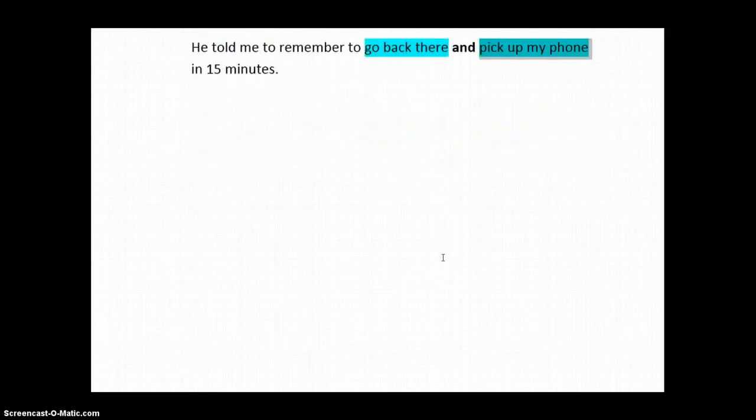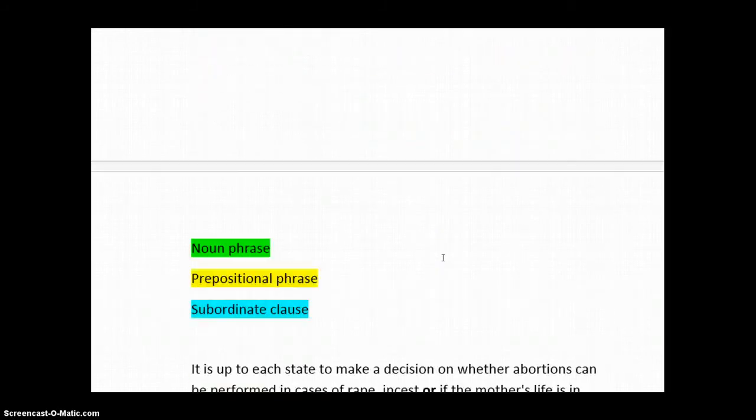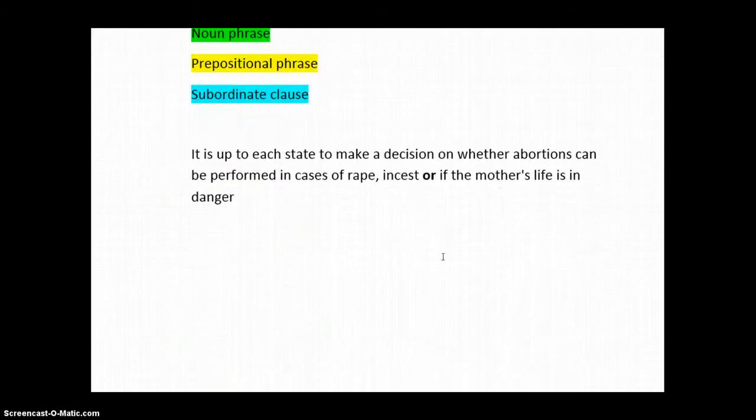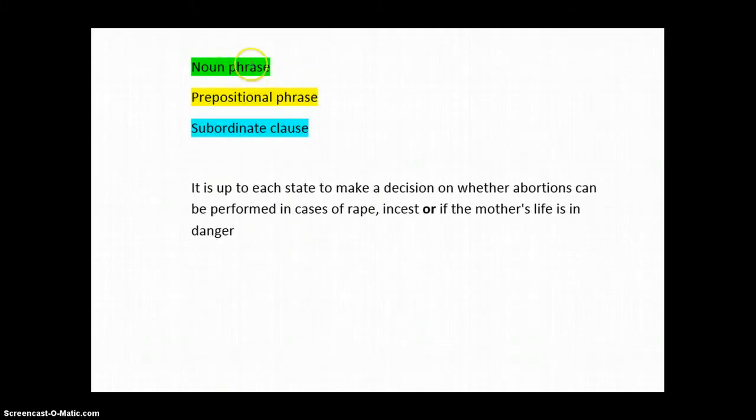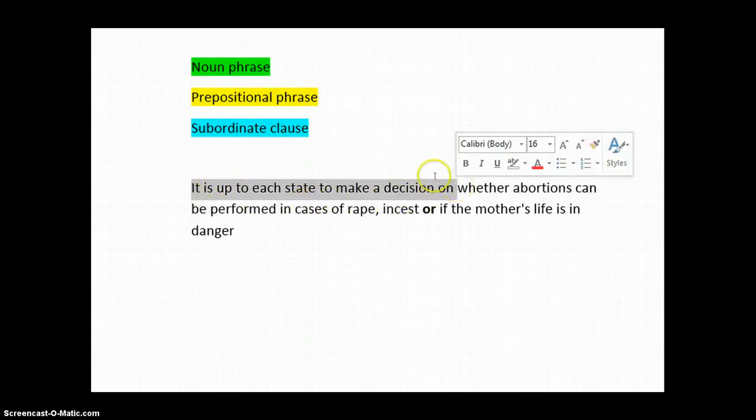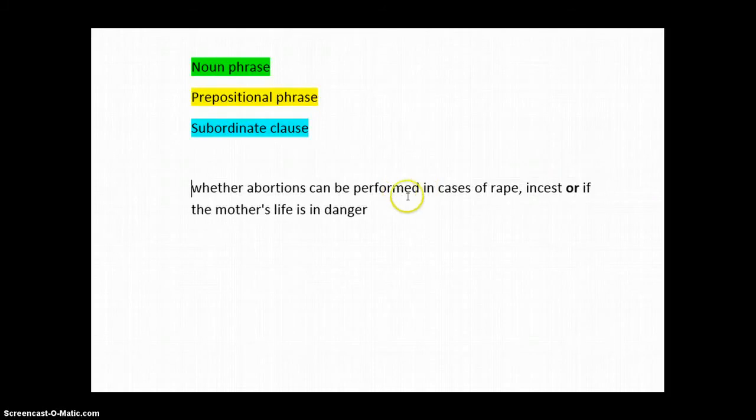So let's take a look at the other one. Okay, so for this sentence, I've created a palette with noun phrase, prepositional phrase, and subordinate clause. First, let's remove the part that is not relevant to us here. Okay. And now let's look for the conjunction. There it is. And on the right side of or, if the mother's life is in danger. So that's a subordinate clause.